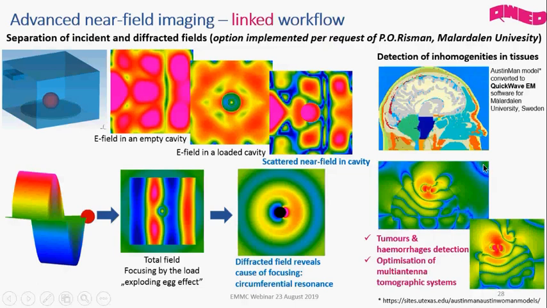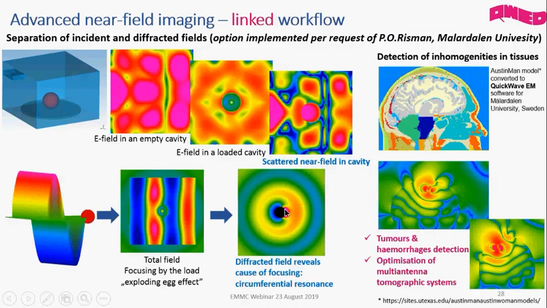This approach of calculating two scenarios and considering the difference is informative in many cases. For example, to give something human to this presentation, Per Wiesman at the Malgorzata University uses this regime for detection of tumors and hemorrhages. In reality, the difference between the fields radiated into a healthy and a not healthy head would be taken from measurements. Doing this in simulations helps in constructing antennas for performing medical imaging.